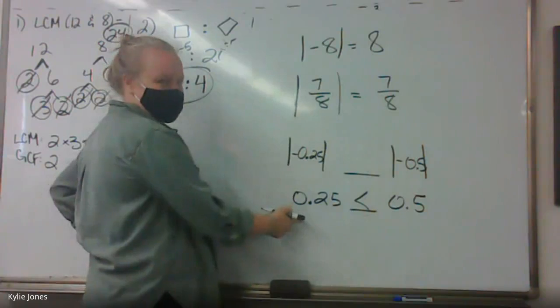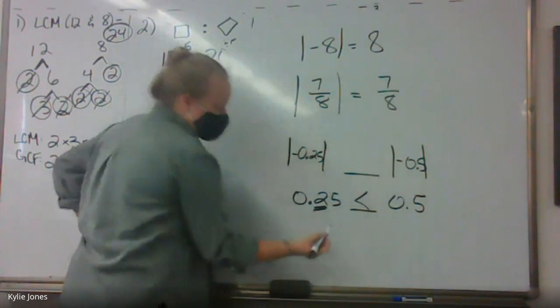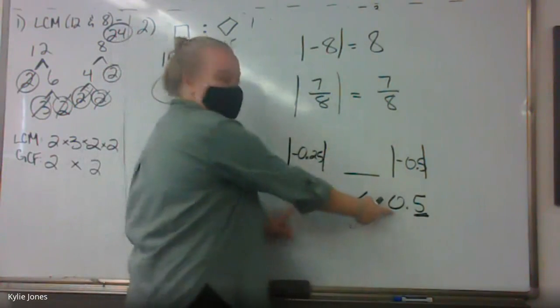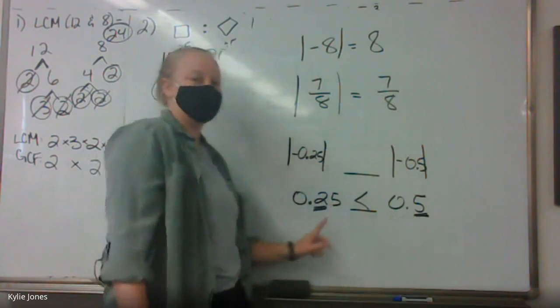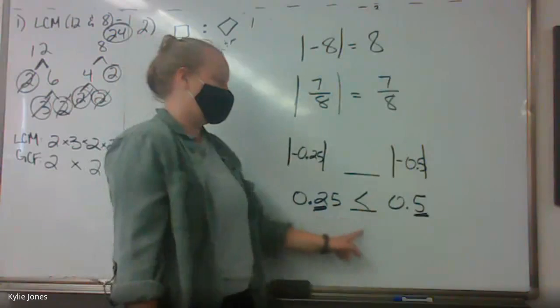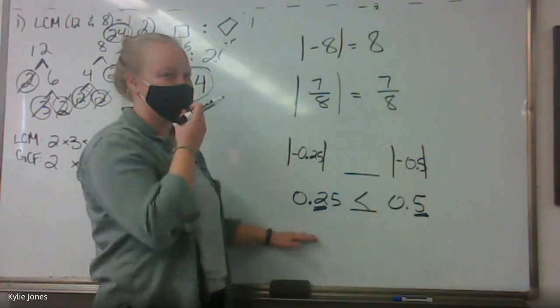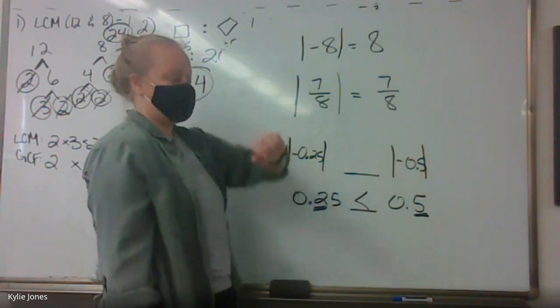2500 is less than 5/10 because you need to compare the place values. Okay, the zeros are the same. We can't compare them, but we can compare the values in the tenths place. We know that 2 is less than 5, so this means that this decimal has to be less than the other one. Okay? All right.